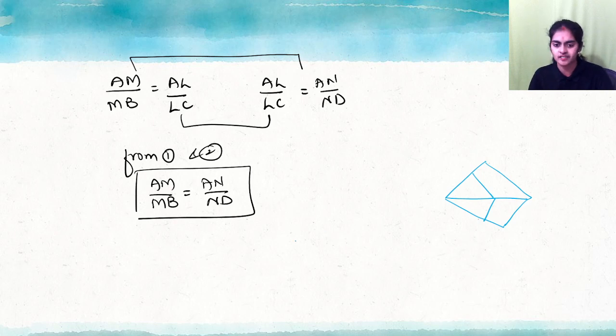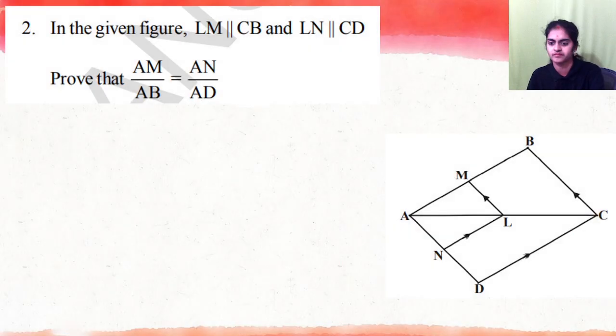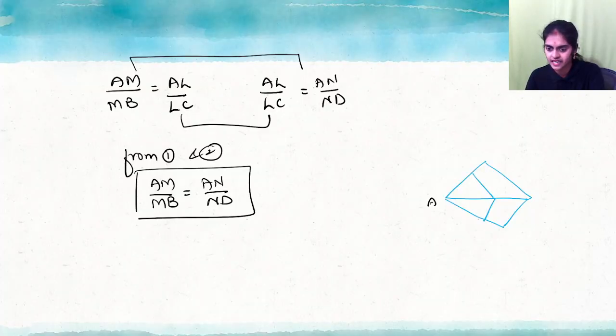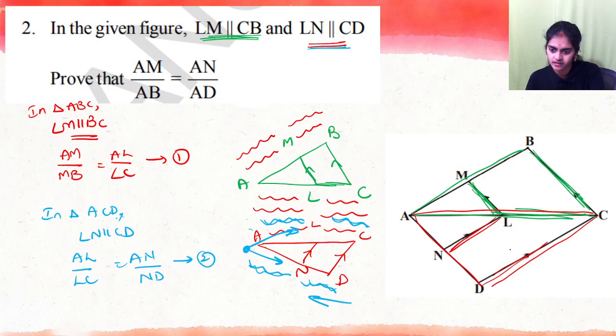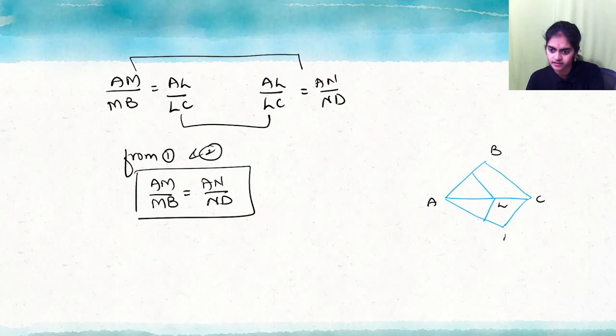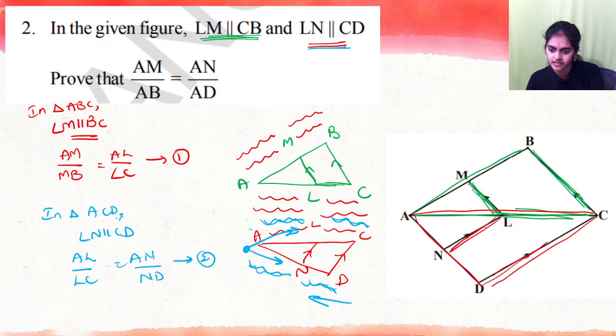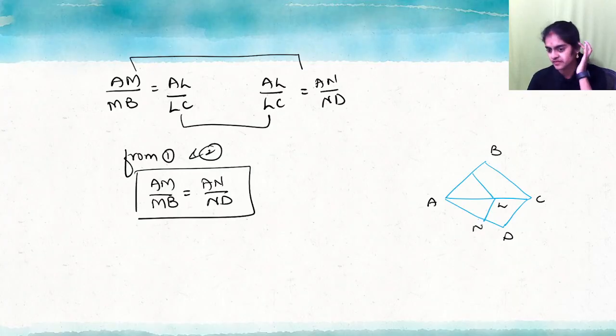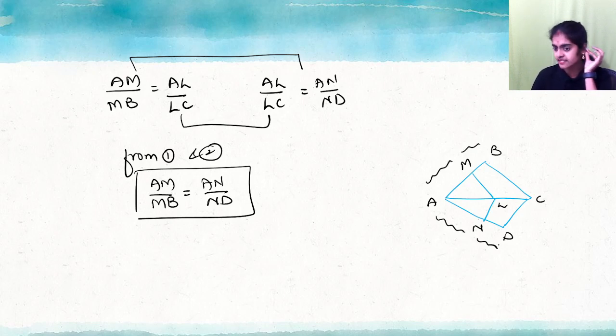Okay, so just see here. This is A, L, C, B, D, N and M. So I just got AM by MB is equal to AN by ND. This is what I got.